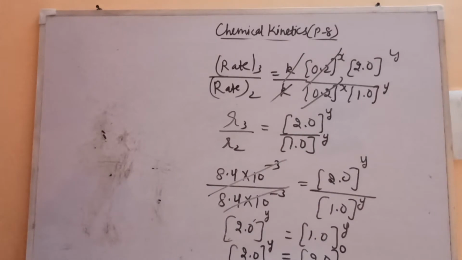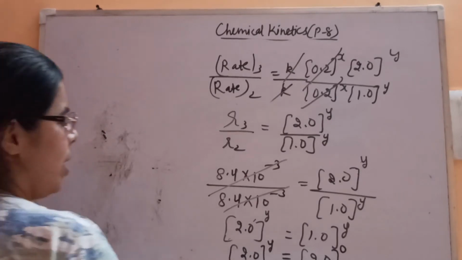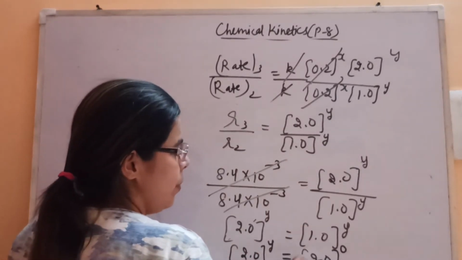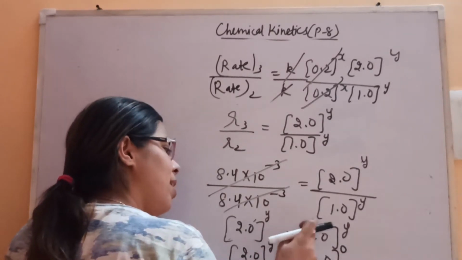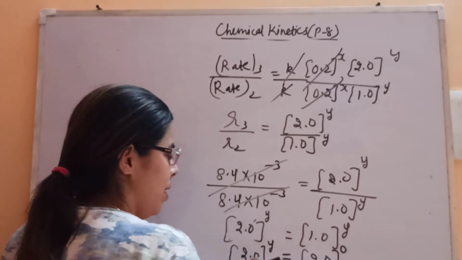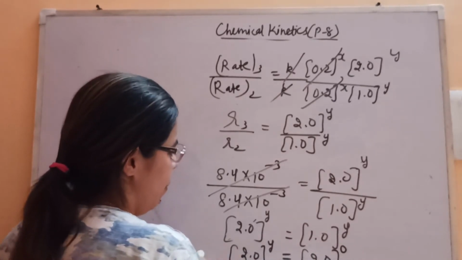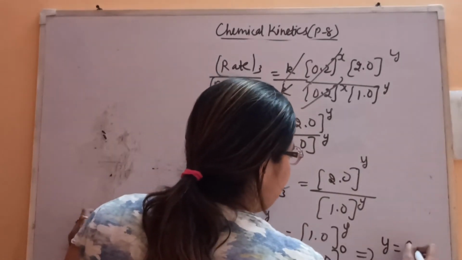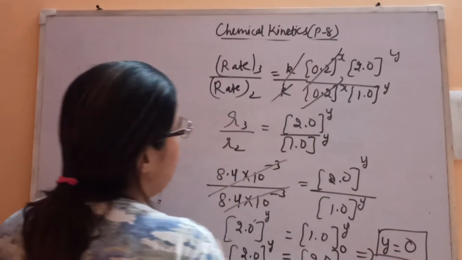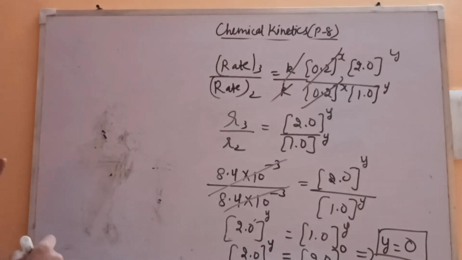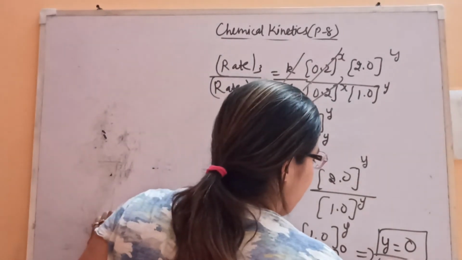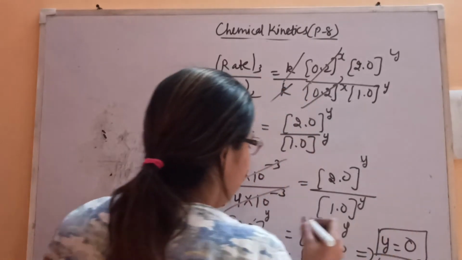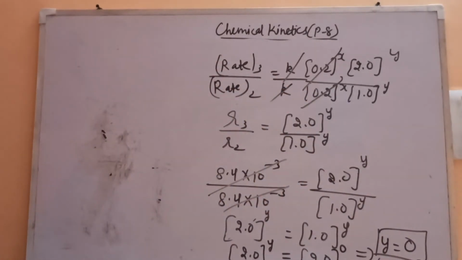Why? Because we know that 2 to the power 0 is equal to 1. So can we write it like this, that 2 to the power 0 is equal to 1? So here Y is 0. Fine. So the value which we have got, the order of the reaction with respect to B, is 0. Now let's calculate the other one.